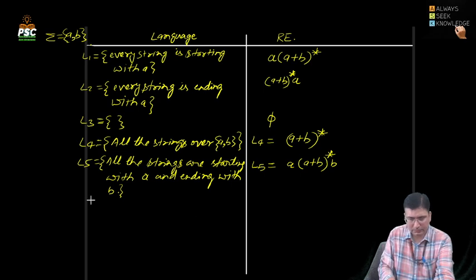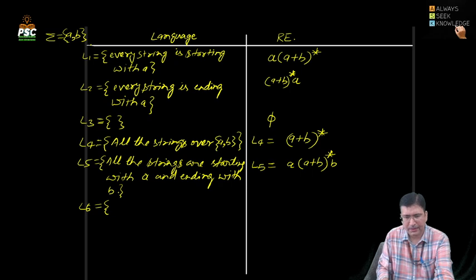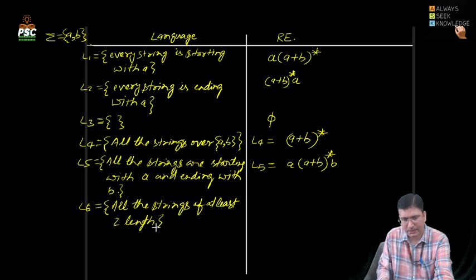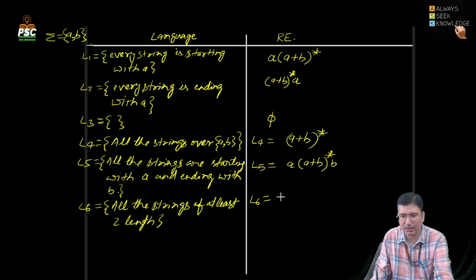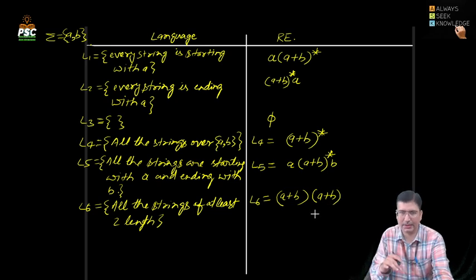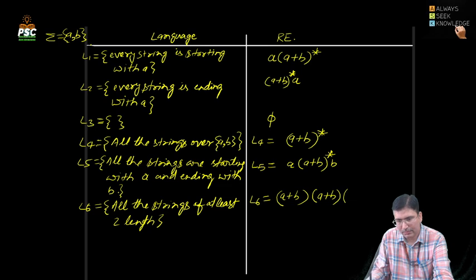So if I consider there's a language L6 where all these strings are of at least 2 length, the regular expression of L6 will look like this. We need to represent 2 places. At least 2 length means the very first place is not defined, but it can be a or b because I'm considering the alphabet a, b. And the second place is also not fixed, but it can be either a or b. After that, (a or b) star we can write. So after that anything comes or not, but at least 2 characters need to be there, right?